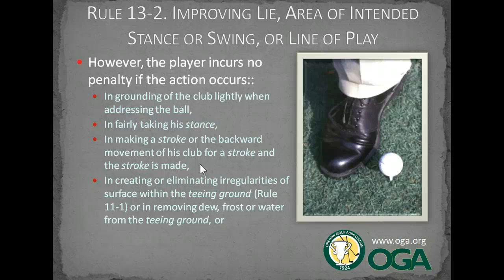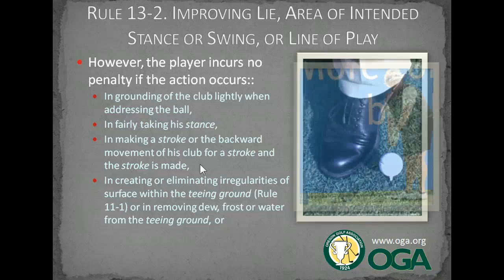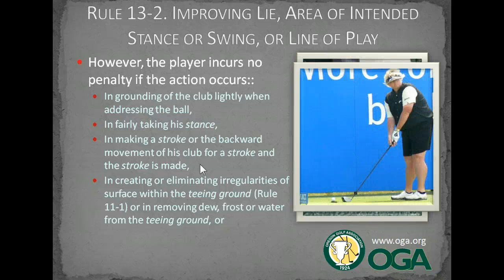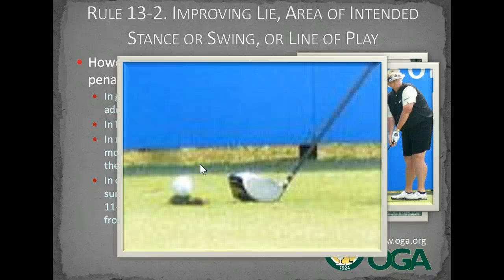In creating or eliminating irregularities of the surface within the teeing ground, or in removing dew, frost, or water from the teeing ground. And this really just comes from the history of the rules of golf. This is a close-up of Laura Davies. She typically takes an iron and she'll slam it into the ground a couple times before she tees off from the teeing ground. She's not using a tee. What she's doing is she's creating an irregularity of the surface. This is only okay on the teeing ground.